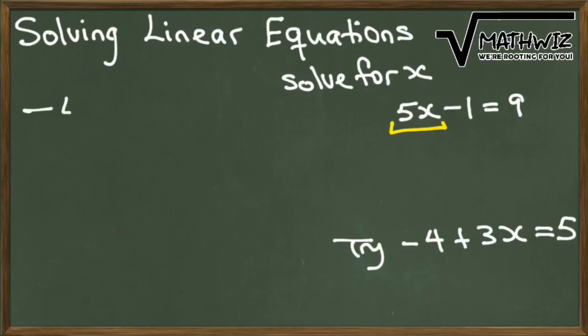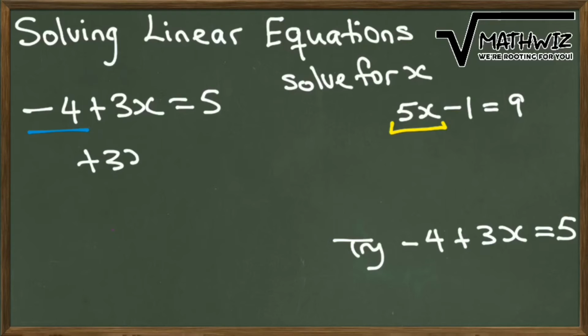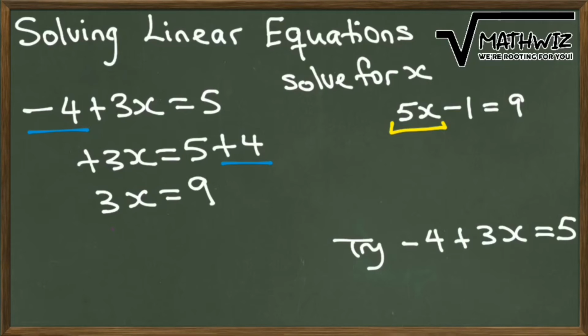So we have minus 4 plus 3x is equal to 5. So the minus 4, when you take it to the opposite side, becomes plus 4. And so we have 3x is equal to 5 plus 4, which is 9.